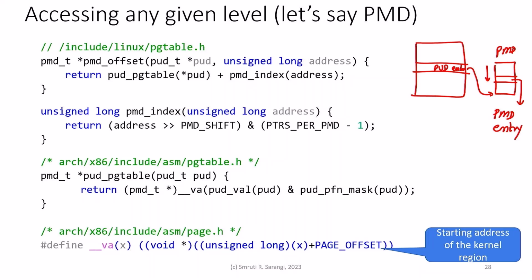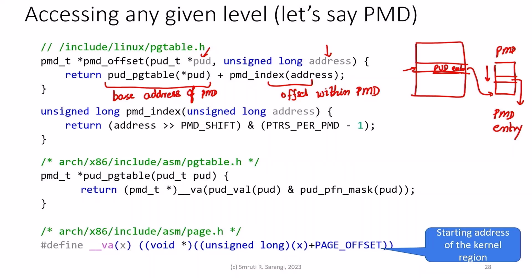So the key idea is that my input would basically be the PUD data structure in the table of PUDs. So that is my first input, and it's an unsigned long address. That's my second input. What I do is that I take this quantity. This quantity is nothing but the base address of my PMD. So let me write it down. Okay, this quantity is the base address of the PMD, and this quantity is the offset within the PMD. This quantity is the offset, and clearly whenever you are doing pointer math, you understand that the units etc. will be changed, right?